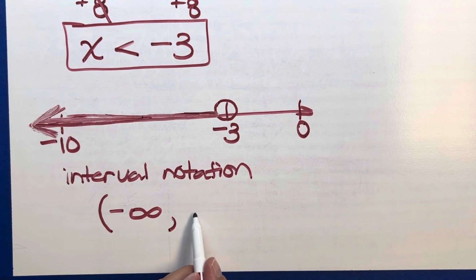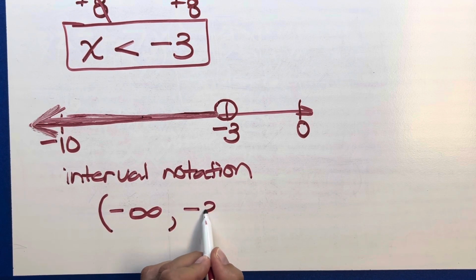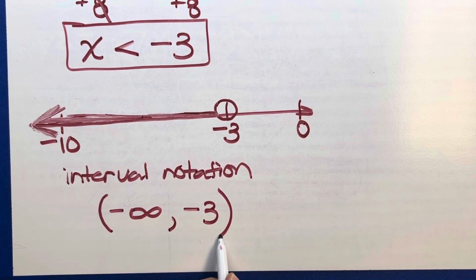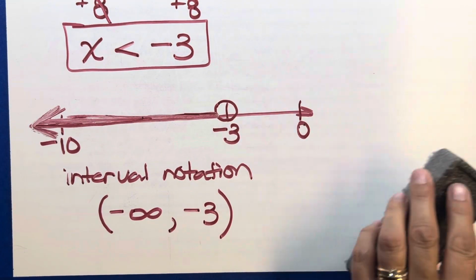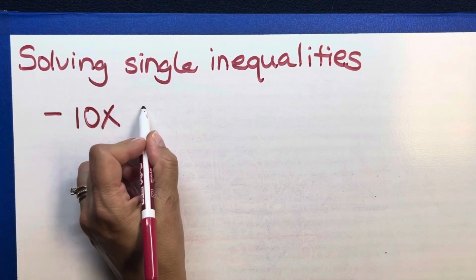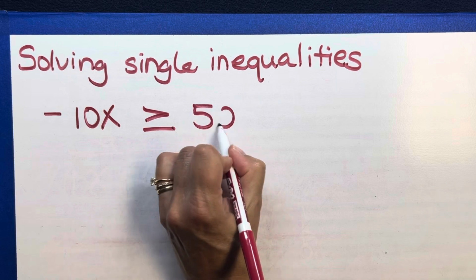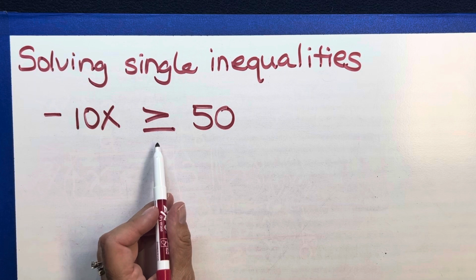On the right-hand side, I'm going to show, well, where do I want to stop on the number line? And I want to stop at negative 3. I again am going to use a parenthesis because it doesn't include the negative 3. So this is how I would write a solution set using interval notation for an inequality. So let's try one more problem with an inequality. Negative 10x is greater than or equal to 50. I want to find all the values for x that satisfy this inequality.